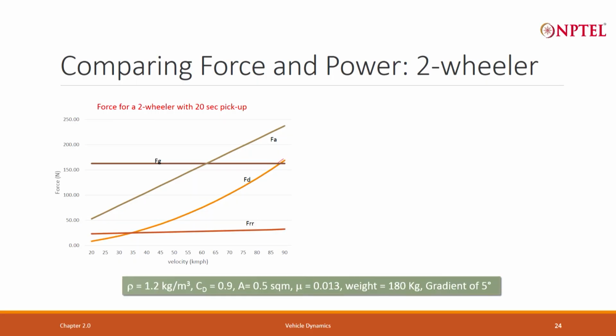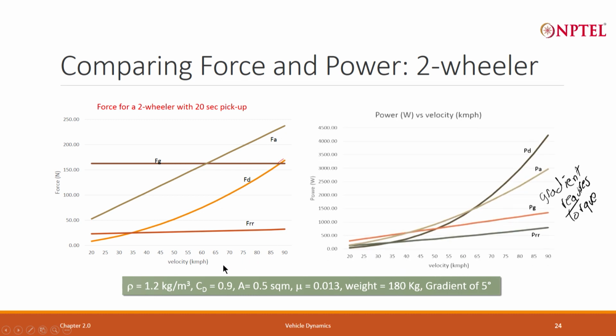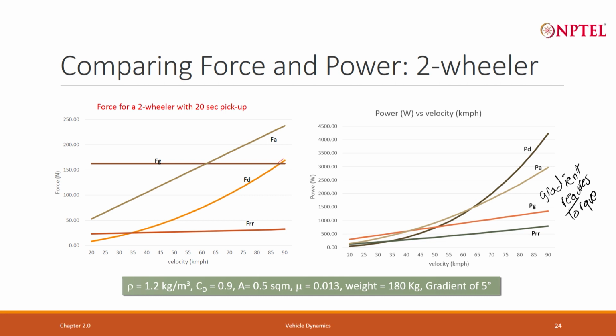Power is force multiplied by velocity. So, there is one more, as velocity increases, one more velocity term will come on every one of them. So, this is the power. If you see, the rolling resistance was more or less flat, now it goes up. It continuously increases as velocity v increases.